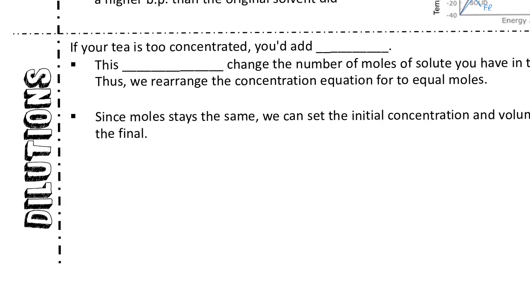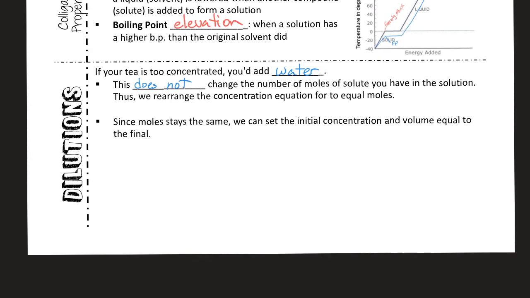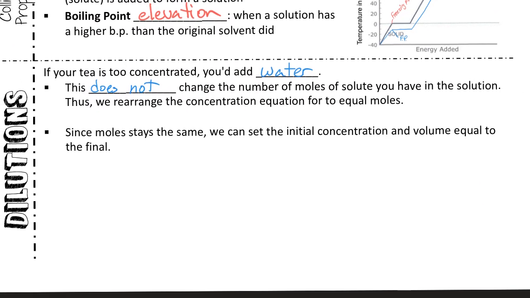Dilutions. If your tea is too concentrated, let's say that you've added too much sugar, you would add water to dilute it down. This does not change the number of moles of solute. You're still going to have the same amount of sugar. You're only changing the volume that it's in. So concentration is equal to the number of moles divided by the volume.